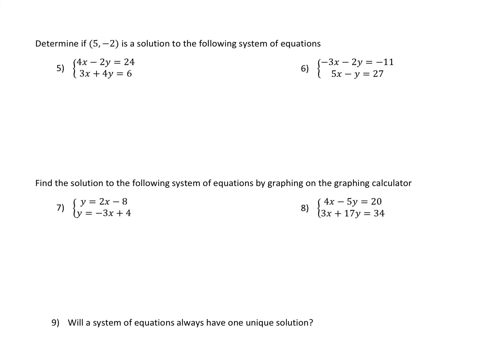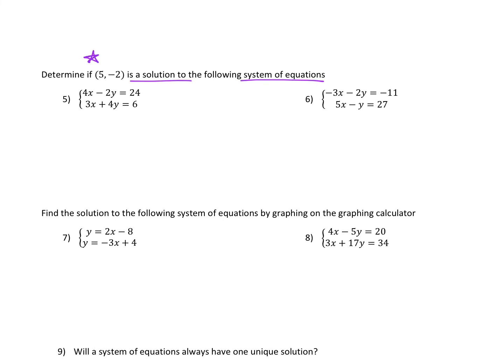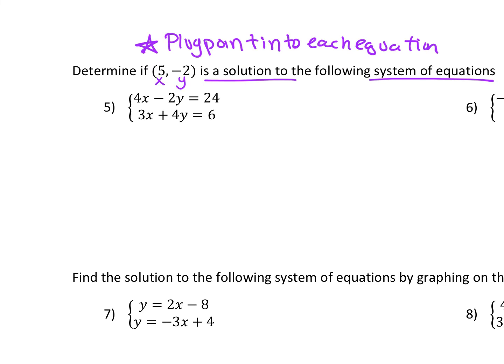All right, so what if I gave us a point and said, is this point a solution to the following system of equations? So what we're going to do is plug the point into each equation, and then we're going to see if it truly holds equal. So remember, this is x and this is y. So we're going to have 4 times 5 minus 2 times negative 2, and that needs to equal 24. So I'm going to have 20 plus 4 equals 24. Well, that's true. Now let's check it for the second equation.